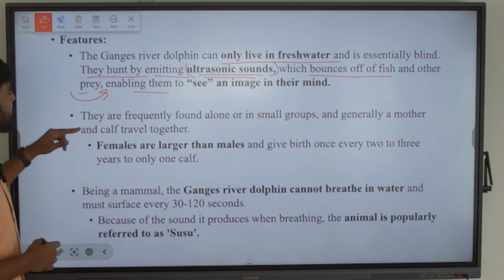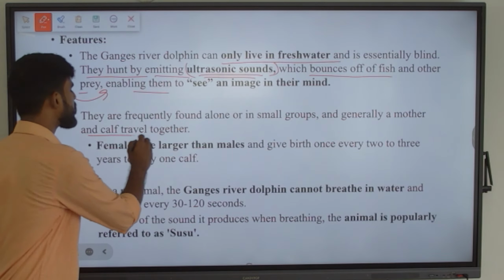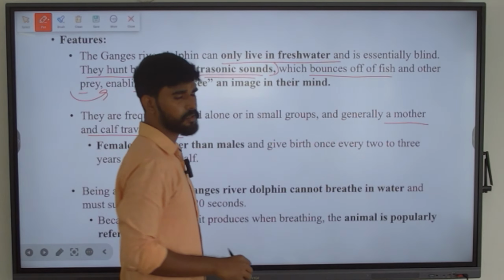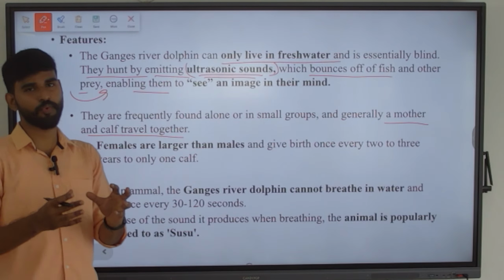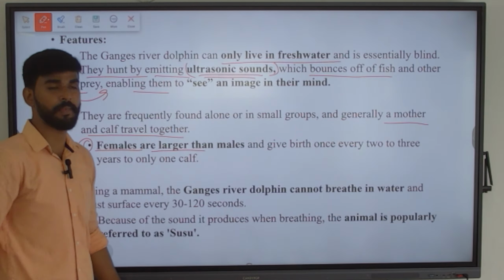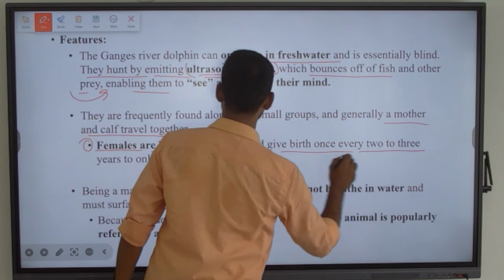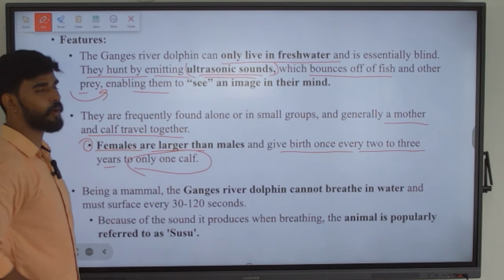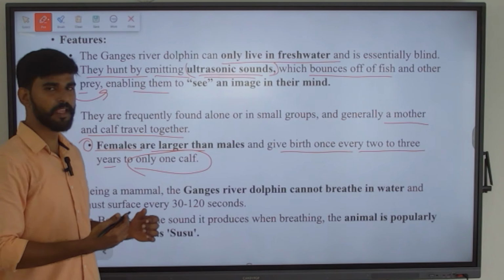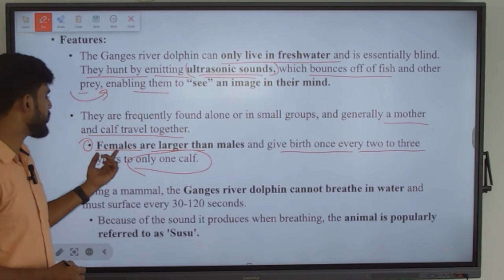Next, they are frequently found alone or in small groups, and generally a mother and calf travel together. Next, the females are larger than the males. Females will give birth once every 2 to 3 years and only to one calf. So once in 2 to 3 years they conceive and then give birth to only one calf. This is also important, and females are larger than males.